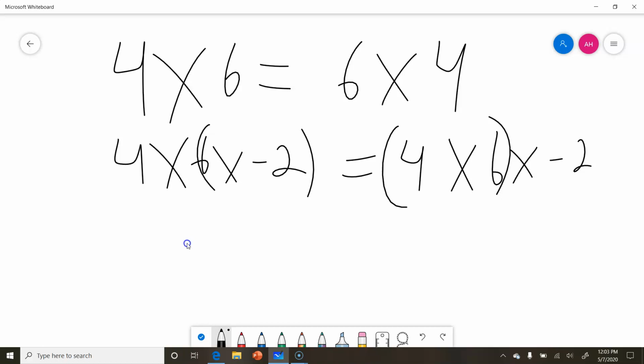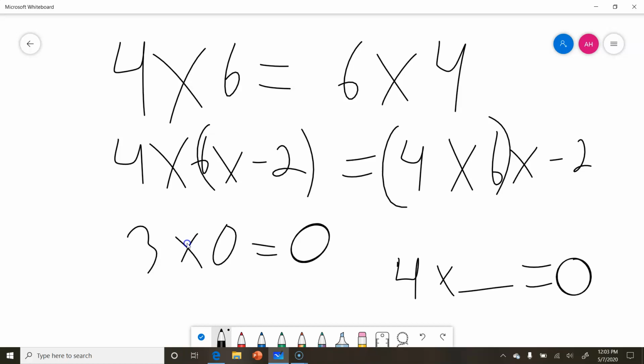And then if you do anything times 0, so if you have 3 times 0, you get 0. So if they wrote something that said 4 times something equals 0, what would the answer be? 4 times 0 is 0, right? Okay, you guys have got it. I believe in your abilities.